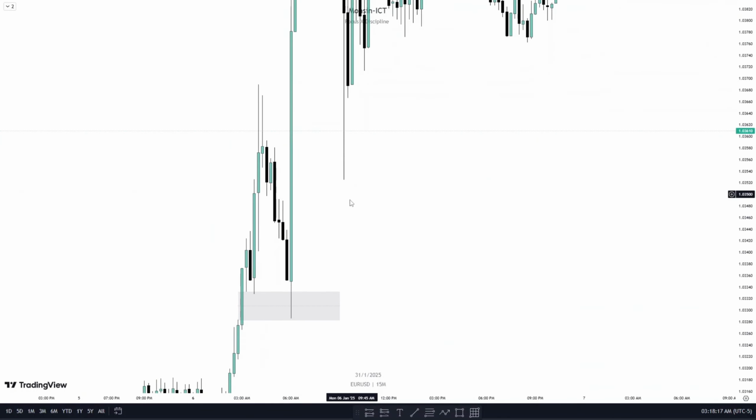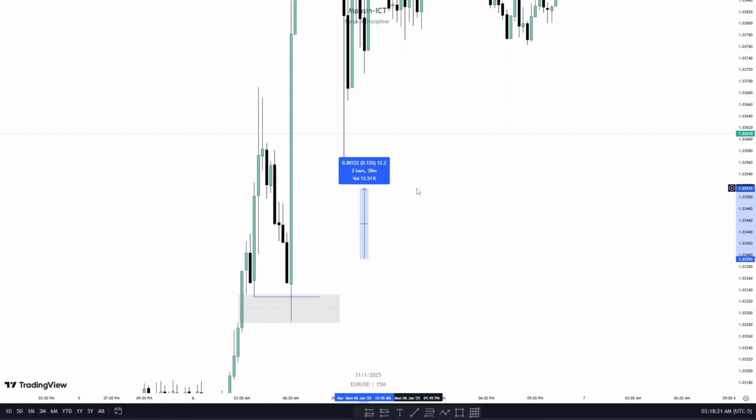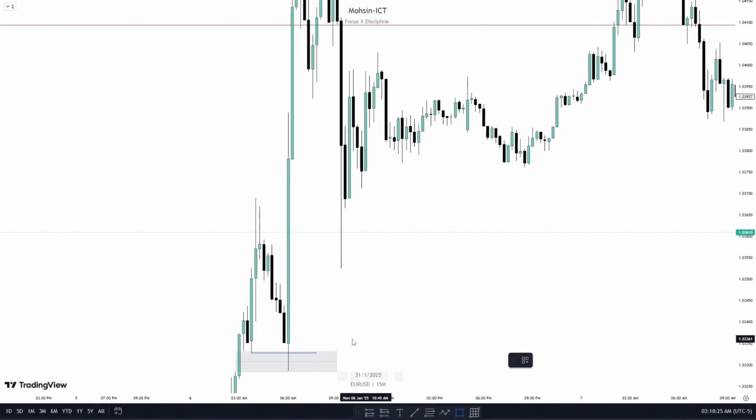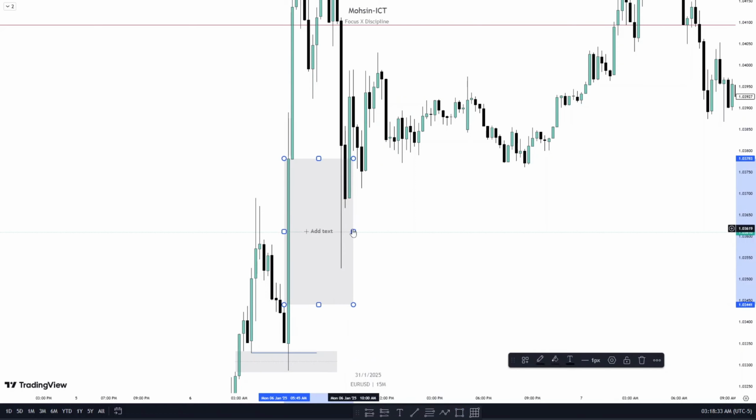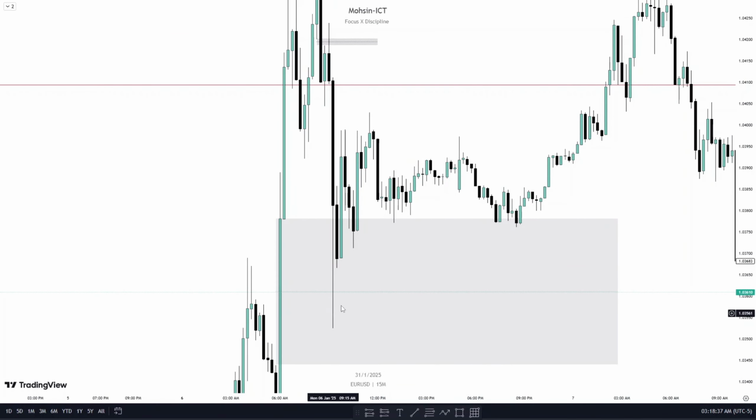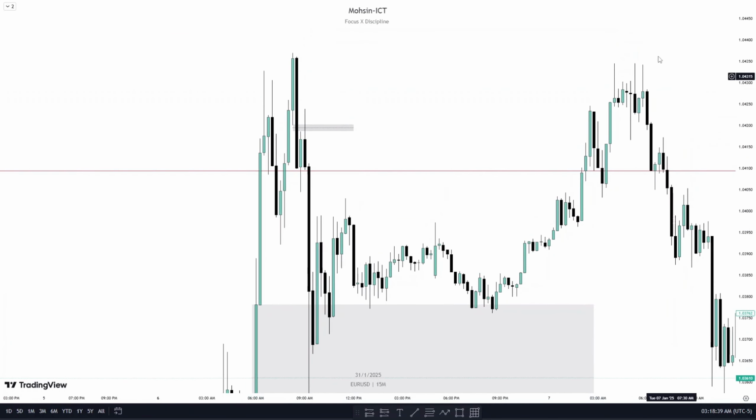Once again, we have taken this low right here, and then we mark the nearest fair value gap. Yeah, sometimes it can be this big as well. Right here. That's our fair value gap. It comes right into it and then goes boom.